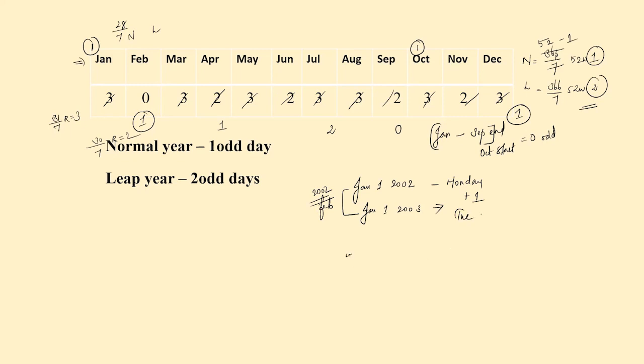Similarly, one more small question for you. Please do this. If January 1, 2004 was a Monday, then what day is going to be on January 1, 2005? You tell me now.